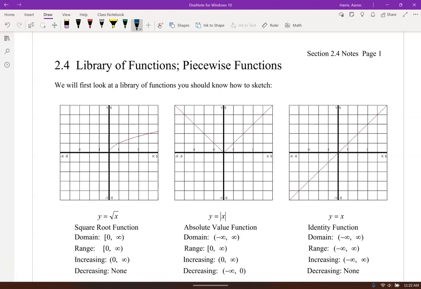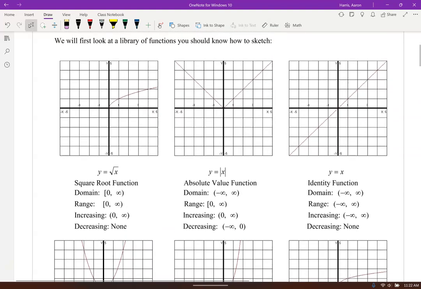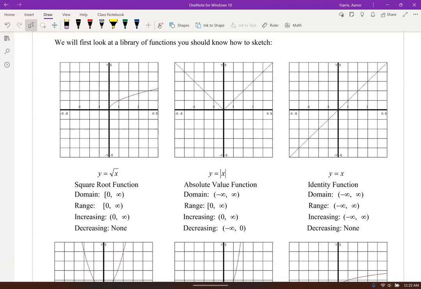Right, we're going to take a look at the library of functions, piecewise functions. So the square root function: the nice thing in this course is with these basic parent functions, if you're not sure what it looks like, just do an XY table, throw in a few points. If I take the square root of -2, I'm like, oh, I can't do that, right? That doesn't work. Can't take a square root of -1, not in the real numbers at least.